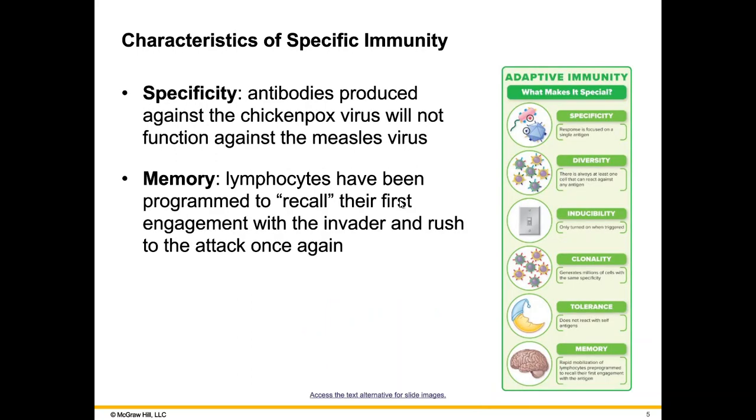Some additional characteristics and terms we should know when it comes to adaptive immunity is that it is specific. So unlike the innate immunity that we described in our last chapter, we see specificity in this chapter. So what I mean by that is in last chapter we talked about things that would protect us in a non-specific way.